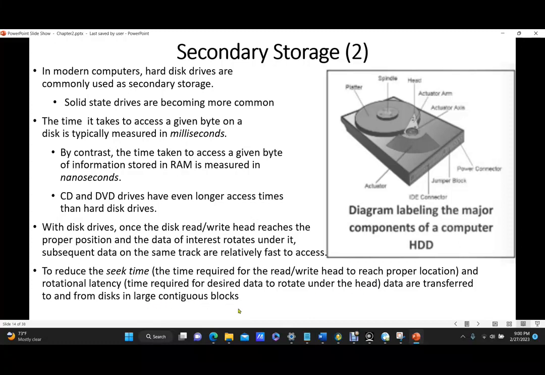In order to reduce access time, data is read to or from the hard disk in large contiguous blocks, so that once the read-write head is in position and the initial byte reaches the read-write head, the rest of the bytes come fairly fast.